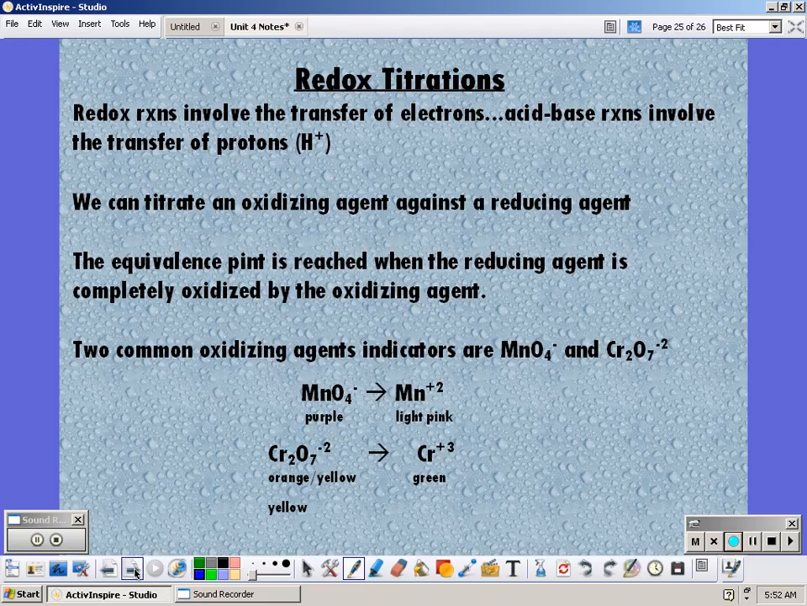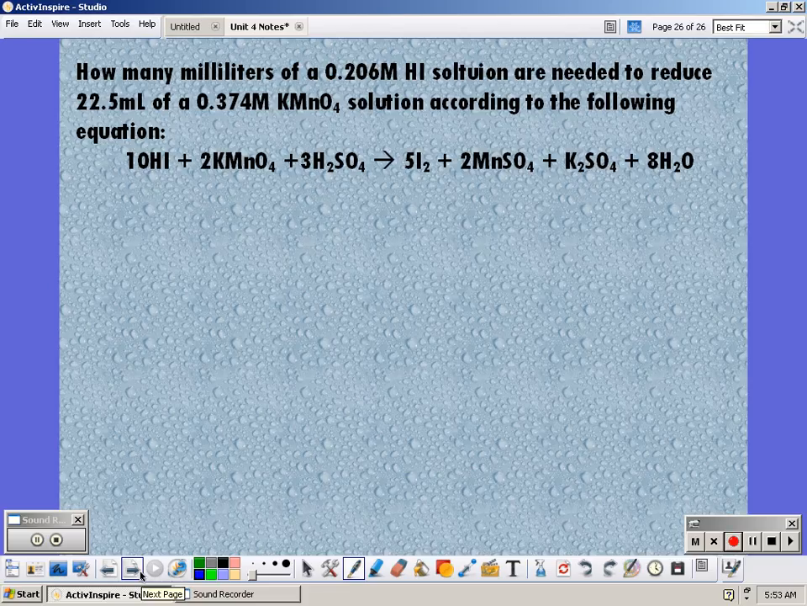Now, 2 common oxidizing agents that can be used, because they could be treated as an indicator since they change colors when they're reduced, are permanganate, which turns into the manganate ion. That's the one that we saw in the lab for this unit. It goes from a purple to a light pink. The dichromate ion can also be used because it goes from being a yellow-orange to being green. You treat the problem the exact same way that you would do an acid-base titration.